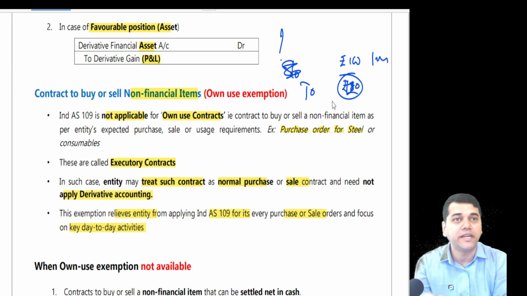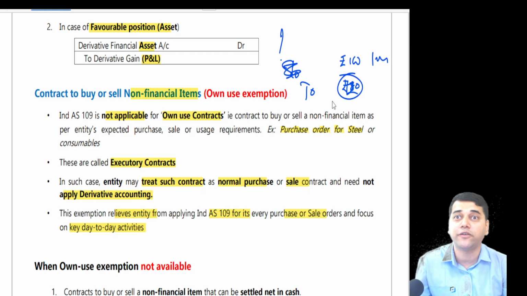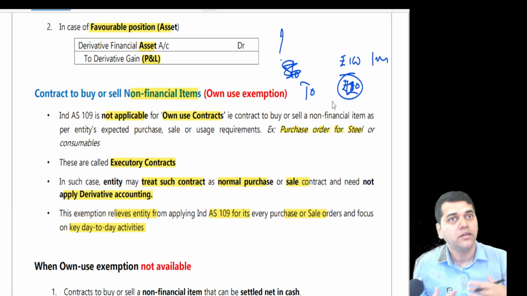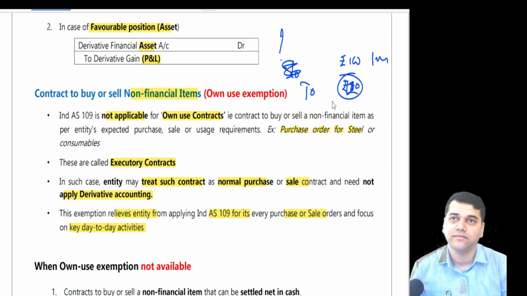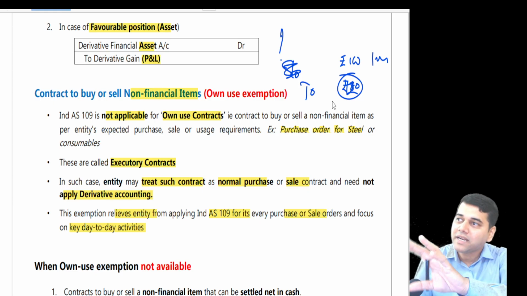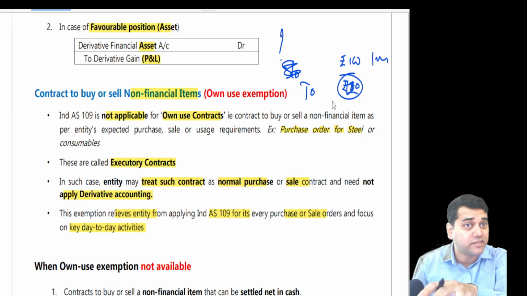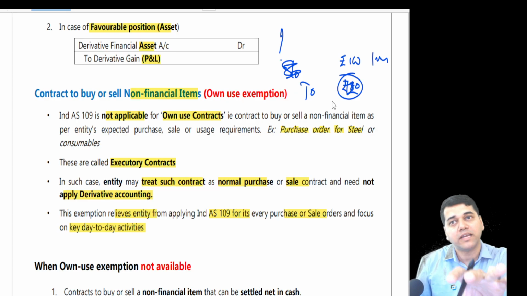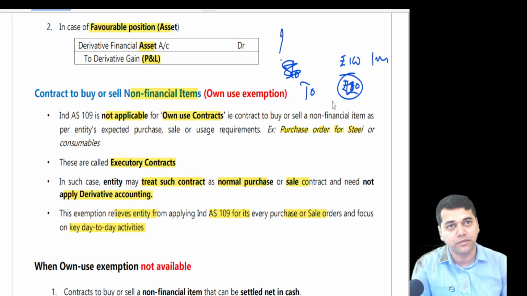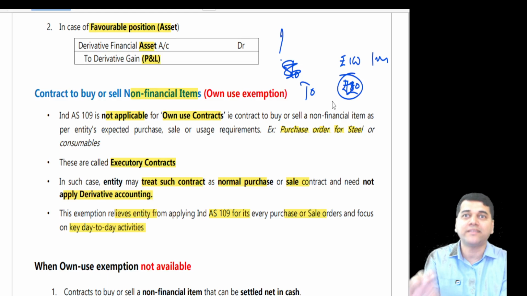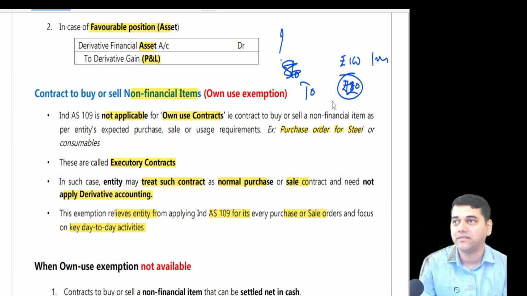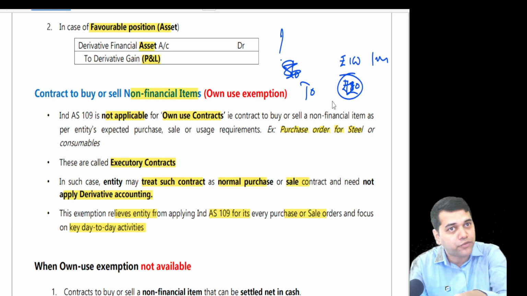And pass one accounting entry: derivative financial asset to derivative income. Why? Your profit increases. Then when the auditor comes and asks, sir, what is this? So I did that for trading. So you will try to take advantage of this exemption for your benefit. Whenever you make a loss, you will say it is for my own consumption. Whenever you make a profit, you pass the accounting entry and book the gain there and bring the profit into the books. Followed, no?